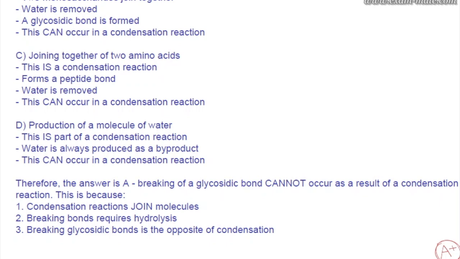D. Production of a molecule of water. This is part of a condensation reaction. Water is always produced as a byproduct. This can occur in a condensation reaction. Therefore, the answer is A. Breaking of a glycosidic bond cannot occur as a result of a condensation reaction. This is because 1. Condensation reactions join molecules. 2. Breaking bonds requires hydrolysis. 3. Breaking glycosidic bonds is the opposite of condensation.